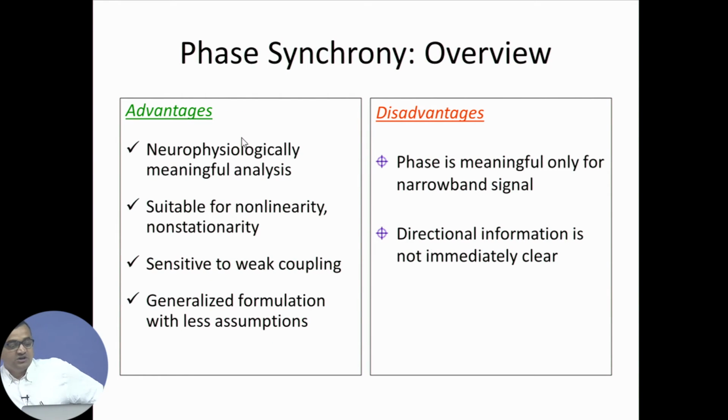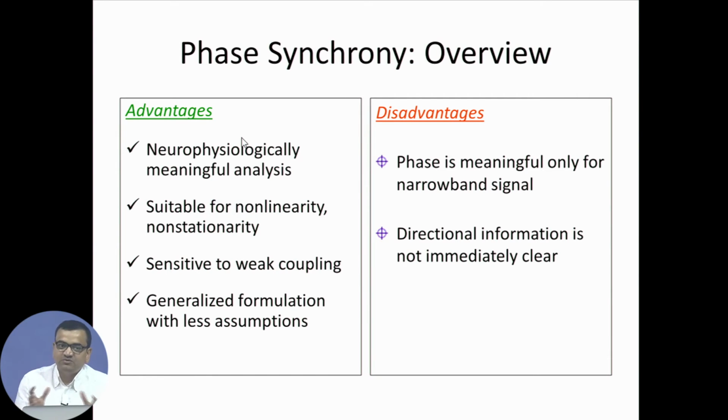Phase synchrony is neurophysiologically very meaningful as an analysis, because obviously the phase is related to oscillations, and we are interested in oscillations. As I mentioned, it has been the most used in the last 15, 18 years, and it has almost replaced coherence analysis. It's suitable for both nonlinear as well as non-stationary signals, because you can apply the Hilbert transform, which is very good for dealing with non-stationary signals, to calculate instantaneous phases. And it's very sensitive to weak coupling.